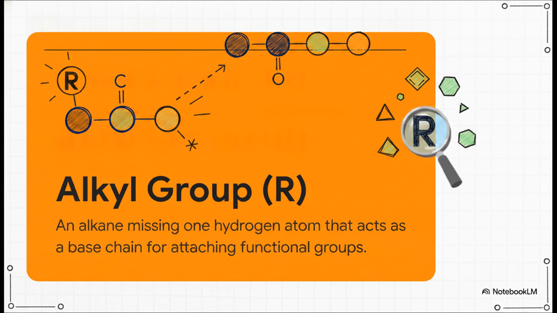Well, R stands for an alkyl group. Just think of an alkane, a standard carbon chain, but it's missing exactly one hydrogen atom. Because it's missing that one hydrogen, this R group is basically a blank canvas. It is highly reactive and literally just waiting to attach to something new. This R is the foundation of everything we're doing today.